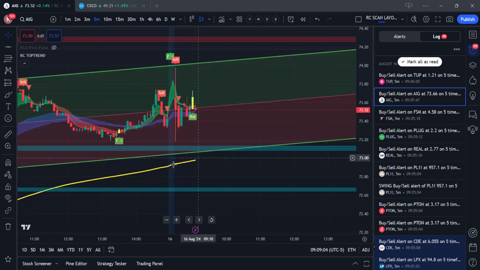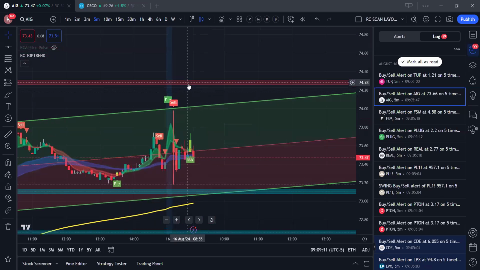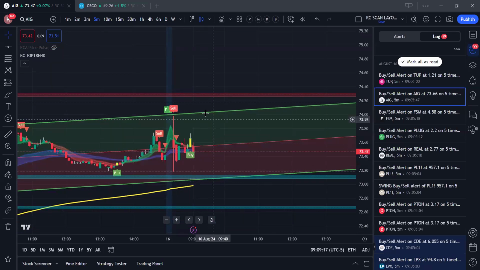This is our EMA 200 line. Generally, if a stock is above EMA 200, that means the overall trend is bullish for that stock. And this is the resistance. So once the stock starts moving, it can go all the way till approximately 74.2. So based on TopTrend, we have a good indication that there is a possibility for this stock to move, right? Because it is above the support and above the EMA 200, and we got a buy signal.